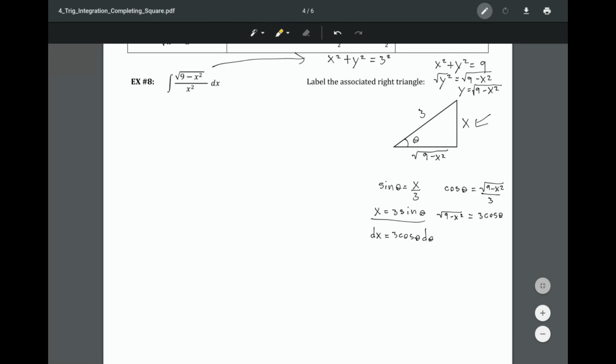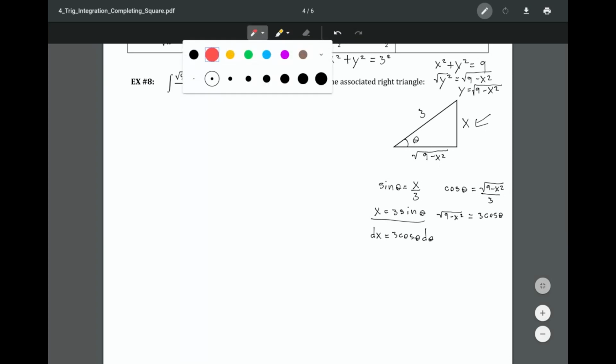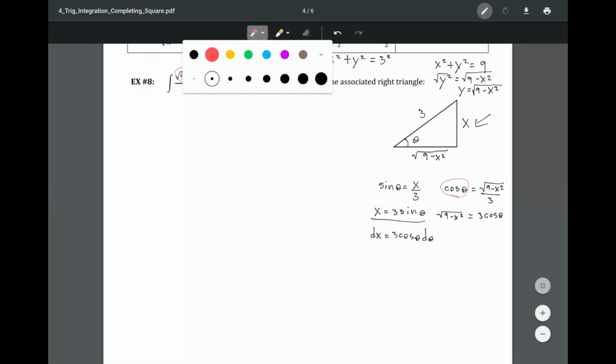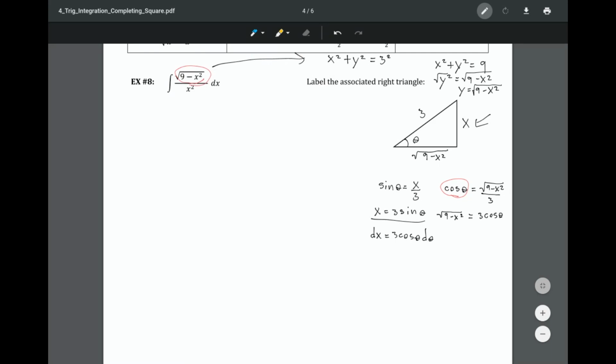So I'm going to use all of this, and I'll try to use some different colors to help you out to substitute everything that I have here. I'm going to substitute this right here with cosine. I'm going to substitute x squared with this right here. But of course, I'm going to square this sine also, so I'm going to square the 3 sine theta to make that work. And then I'm going to replace this.